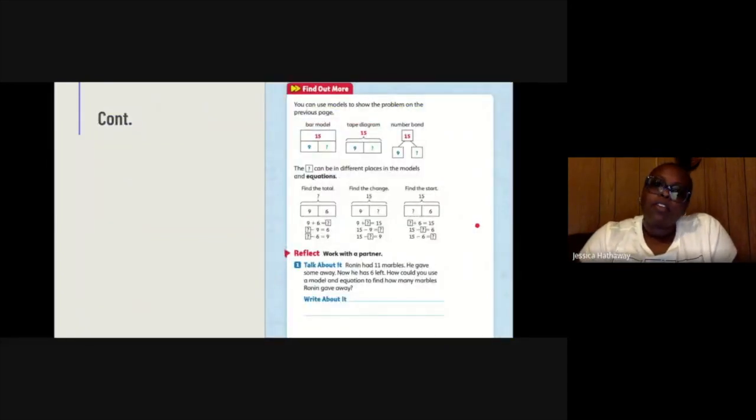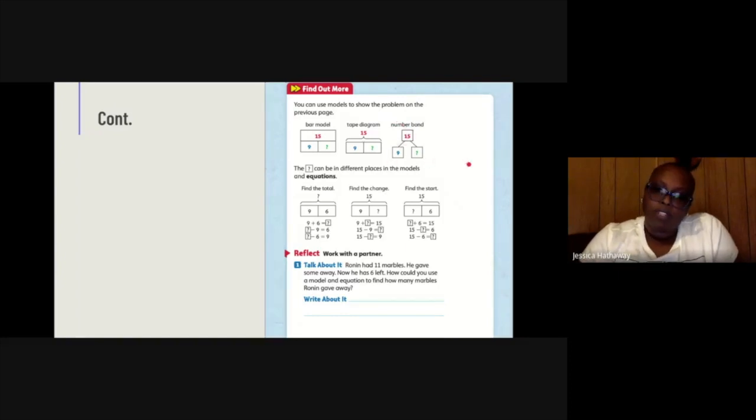Okay, you can also use the model to show the problem on the previous page. You can use a bar model, which we used there. You can use a tape diagram, which is in the middle. And then you can use a number bond. A number bond is similar to a number tree or a branch, where you start with the total sum and then just break it apart.